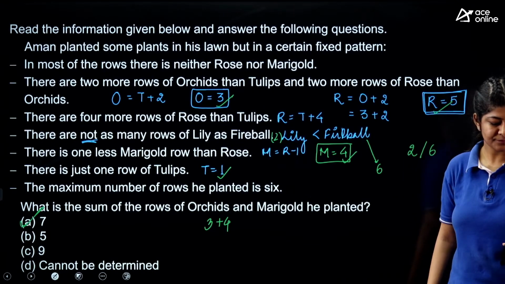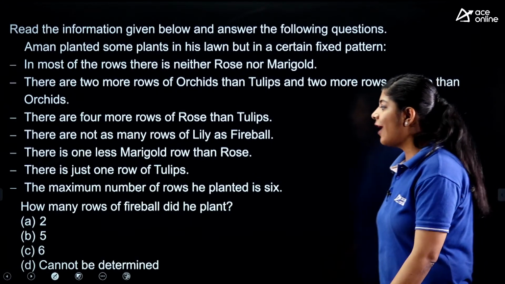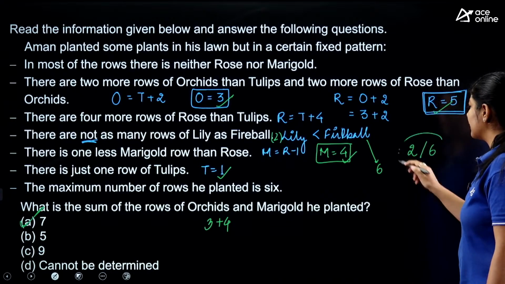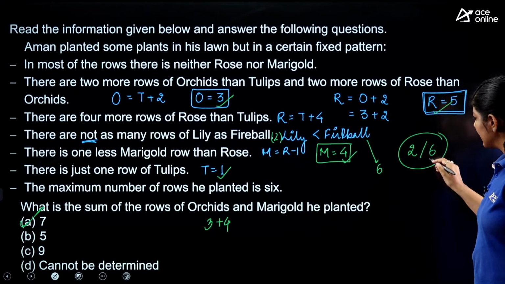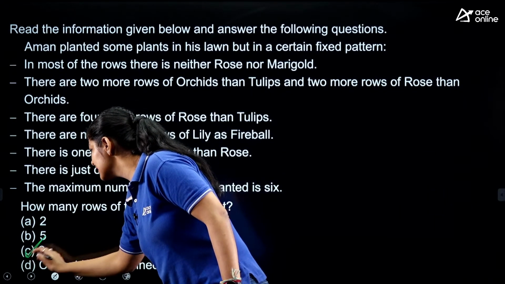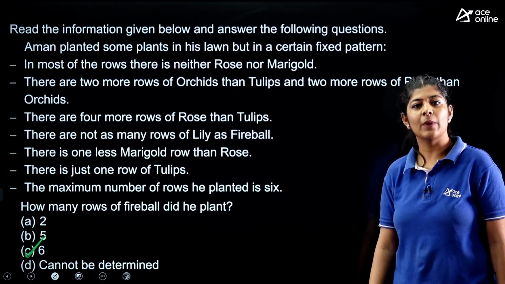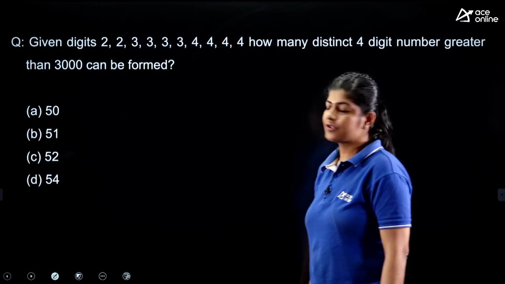Is it clear? Next. The next question says, how many rows of fireball did he plant? So, the possible values that we are having are 2 and 6. And according to this value, we can easily say that it is nothing but 6. Option number C is the correct one. Clear? Next. Let's talk about the next question.